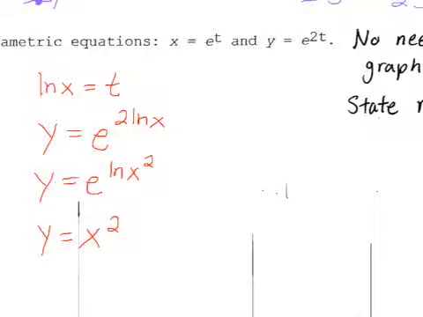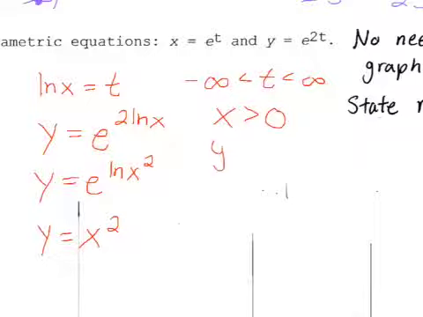However, there are some restrictions on x and y. There are none on t. We can plug in negatives, we can plug in positives, we can plug in whenever. So t is just in between negative infinity and infinity. We will never get a negative answer for x. So x is going to be just greater than 0, because we still won't get a 0 if we're raising e to certain powers. And the same for y. y will always be greater than 0.